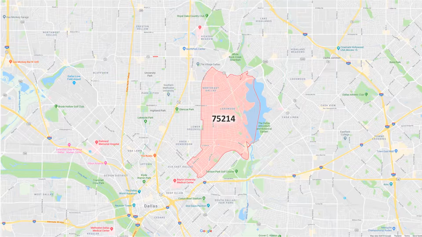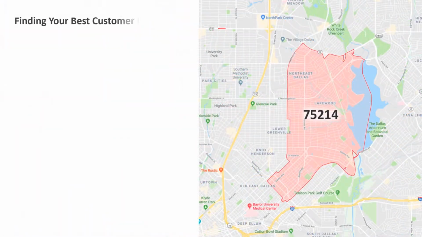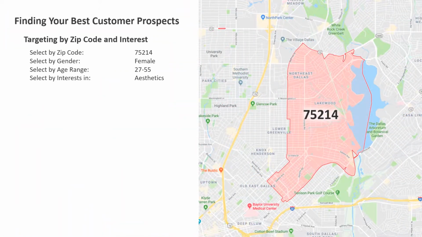An area that if you're familiar with Dallas, you know is an affluent neighborhood and would be filled with customers who would probably be very desirable for your business if you were in the area. So let's get an idea of what the market looks like in that area. In 75214, if we select ads that are shown only to females aged 27 to 55, and only to women who have shown an interest in skincare aesthetics, there's a possible 5,700 customers just within that one zip code.